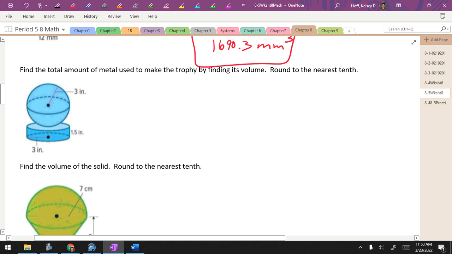Did you figure it out? Okay. Round to the nearest tenth. On your own, break this down. What 2 shapes do you see, and how are you going to find its volume? And then we'll go over it together.